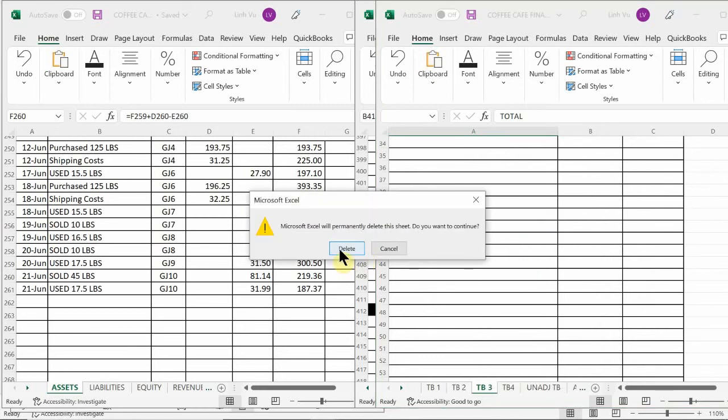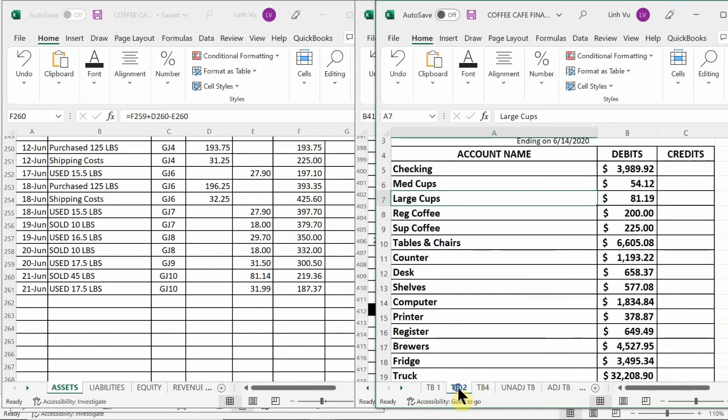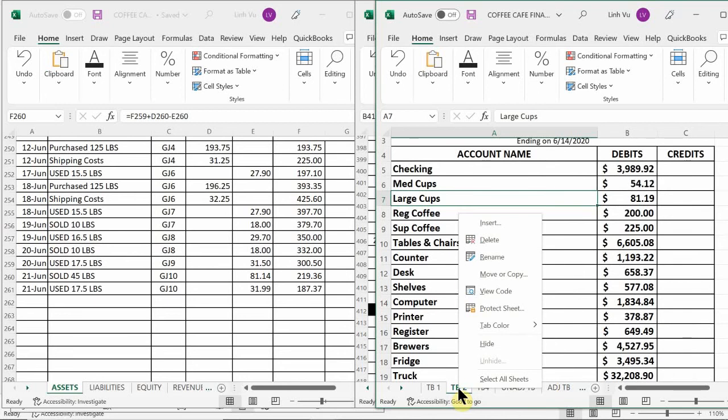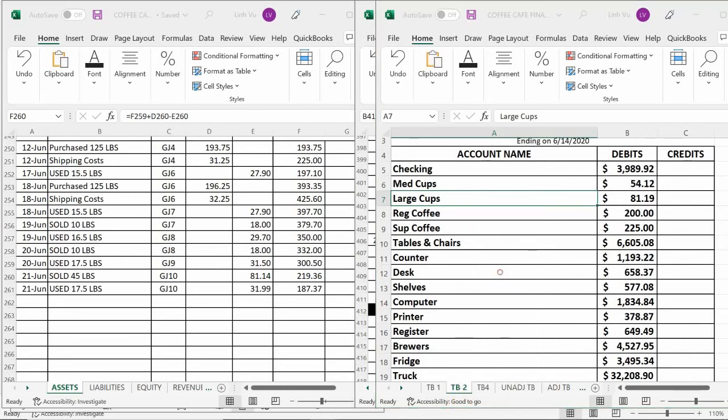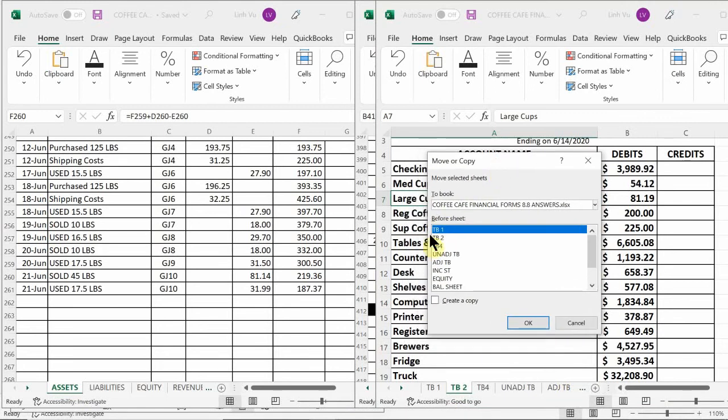Right? Because I don't need the trial balance 3 anymore. Because what I'm going to do is, so I have a gap between 2 and 3. I'm going to right click trial balance number 2, click on move or make a copy. So it's going to ask me, where do I want to place it? I want to place it in between trial balance 2 and trial balance number 4.